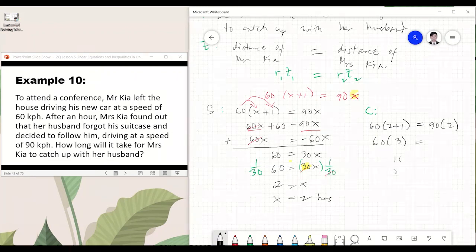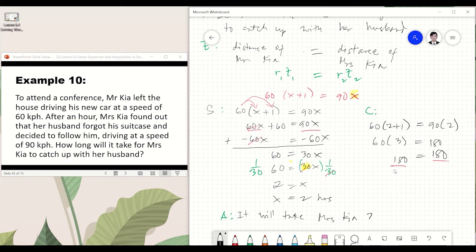60 times 3 is 180. Then 90 times 2, 180 din. So, ibig sabihin nito, they will meet up at 180 kilometers. So, yan yung mako-cover na distance nilang dalawa. So, after, they will meet up at exactly 180 kilometers. So, final answer, incomplete sentence, it will take Mrs. Kia 2 hours to catch up with her husband.